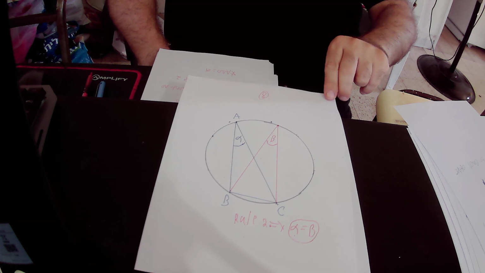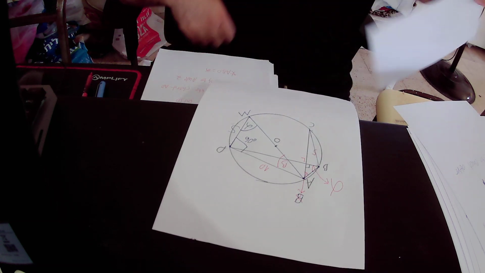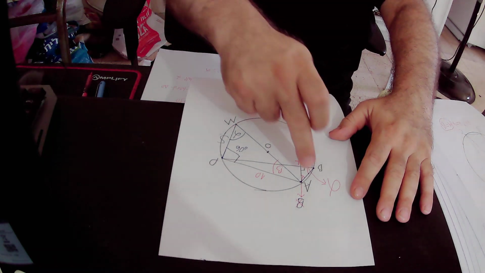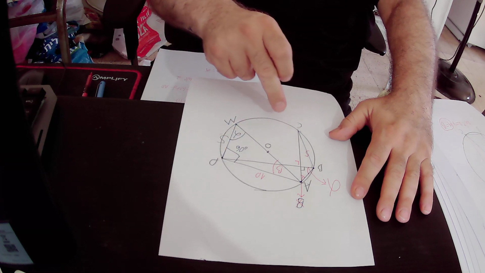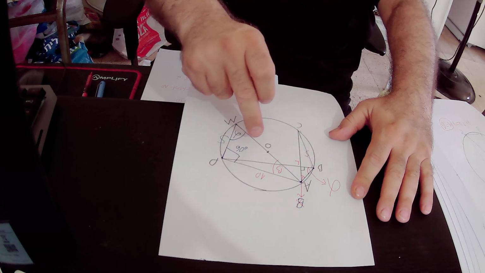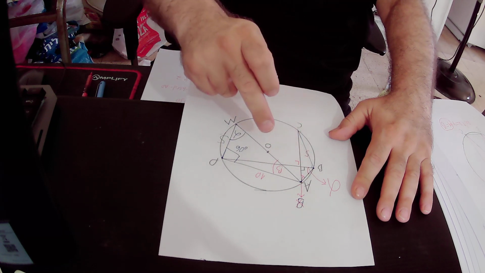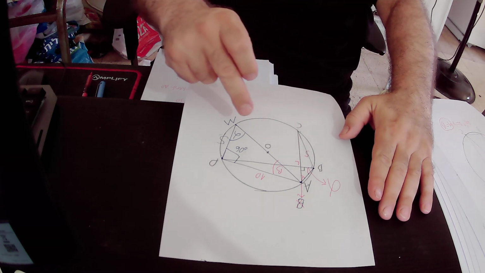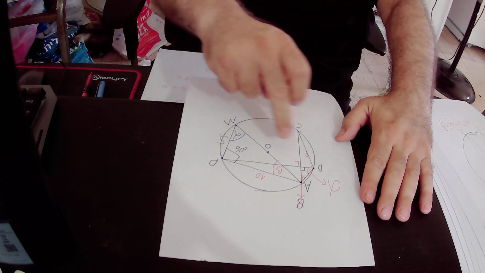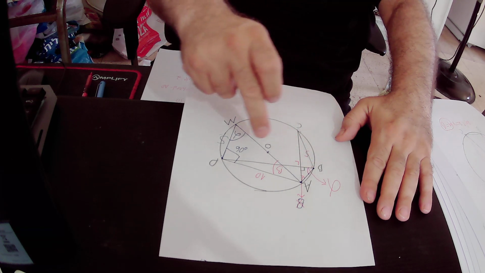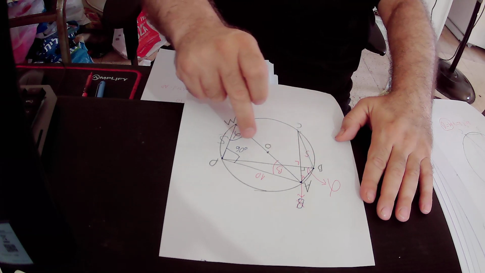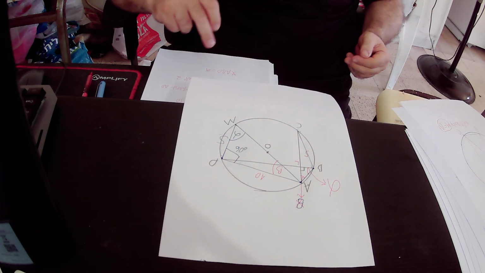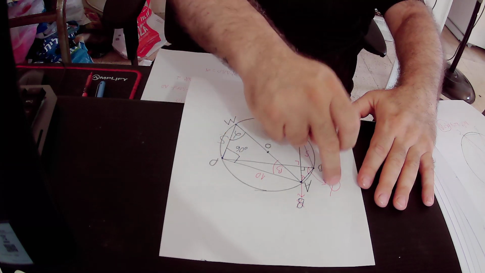Okay, so we can implement this rule in our circle because we have angle alpha that rests on chord AD, and we also have angle ABD that rests on the same chord AD. For that reason, according to rule number 2, they are equal to each other. So if this angle is angle alpha, this angle is also angle alpha because both of them rest on the same chord AD. Okay, so angle ABD equals alpha.